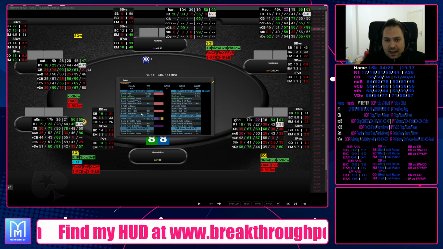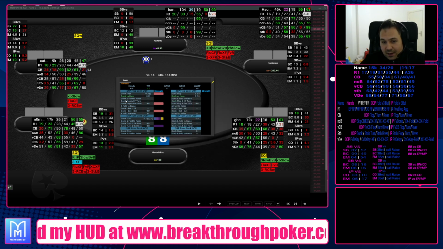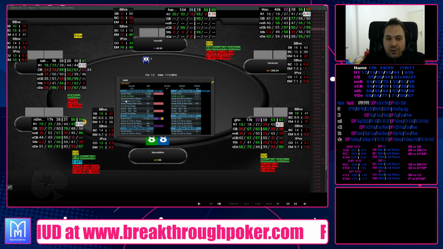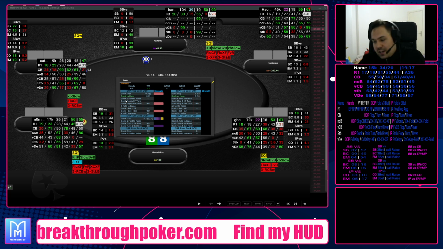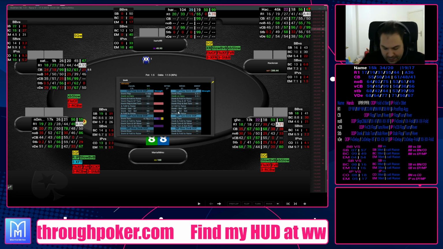Okay, so I think it's clear. You have everything: donk flop, donk turn, donk river. How he plays against the raise. You see a hand range. You basically see his whole strategy.